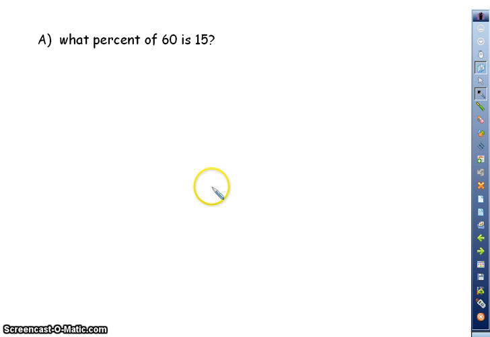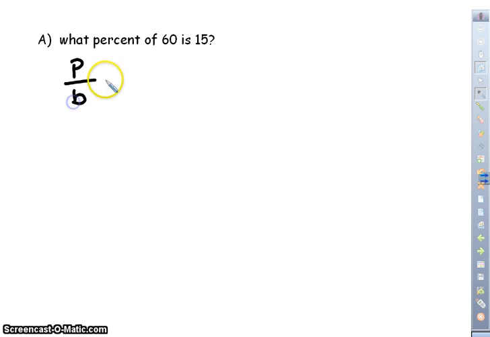Go ahead and solve this, finding out what percent of 60 is 15. Go ahead and hit pause, and when you're finished, hit play. All right, now what you're going to do is again use your formula. Always use this and have it in front of you. Write it down so you can see it and plug these in. It says what percent? We don't know. So that's going to be my x over 100 equals.